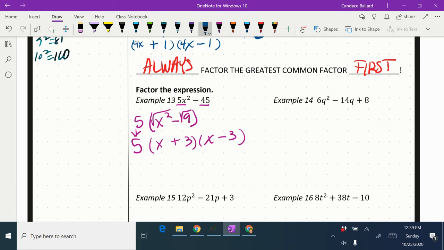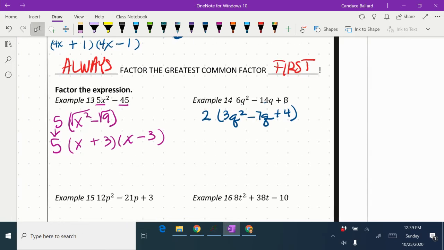All right, looking at example 14, I am going to look for a greatest common factor first, which I notice is a 2, the only thing that would divide all 3 terms. So I'm going to pull a 2 out. When I divide 2 into 6q, I get 3q squared. When I divide 2 into 14, I get negative 7q. When I divide 2 into 8, I get 4. Then I'm going to do a magic X because I've got a trinomial. So 2 numbers that multiply to 12 and add to negative 7. That would be negative 3 and negative 4.